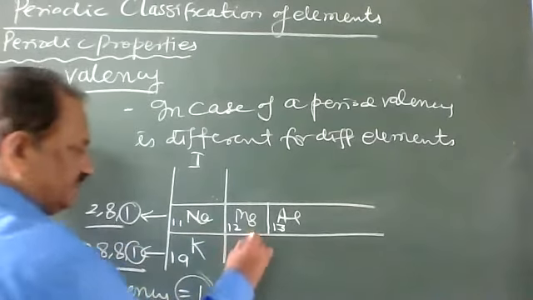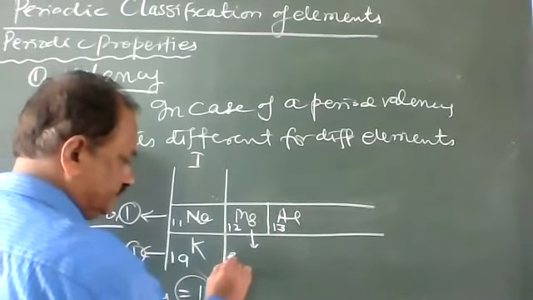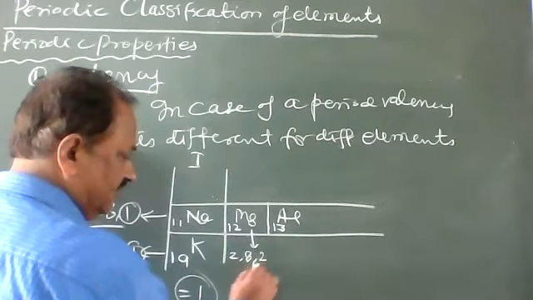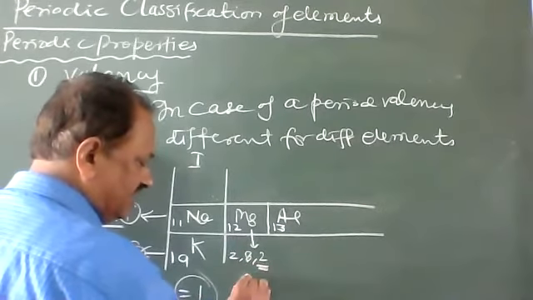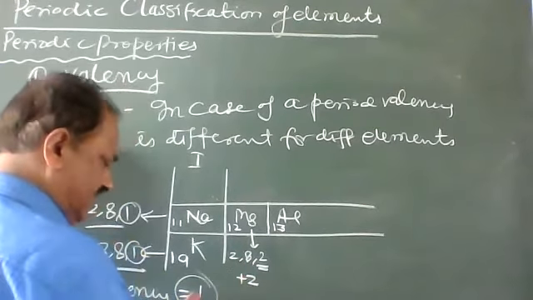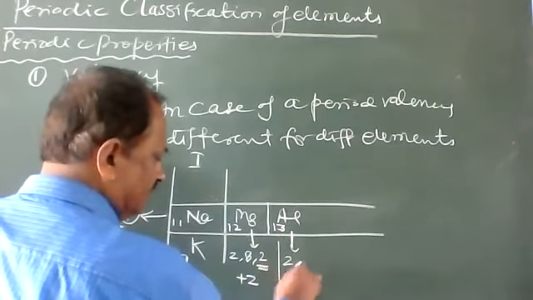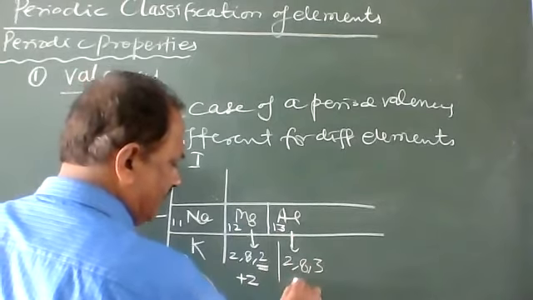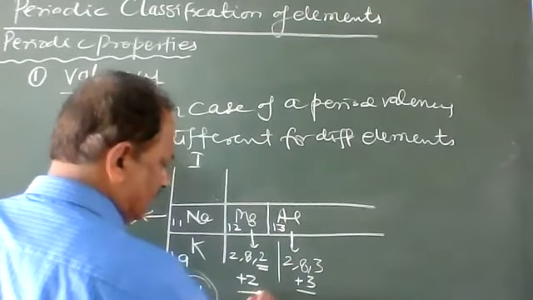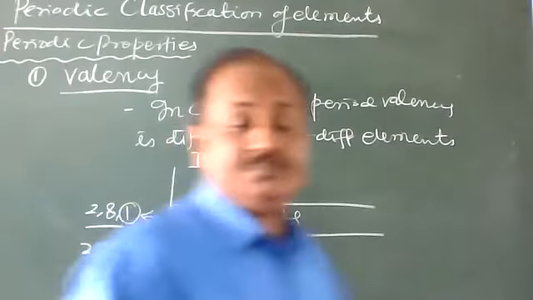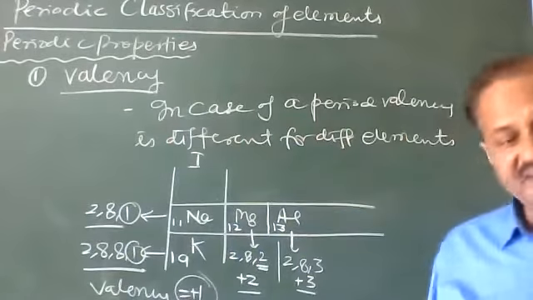Now coming to magnesium, the electronic configuration is 2, 8 and 2. So here the valence is plus 2. Here the valence is plus 1. Here aluminum is 2, 8 and 3. So here the valence is plus 3. Now the concept of plus and minus is very simple.